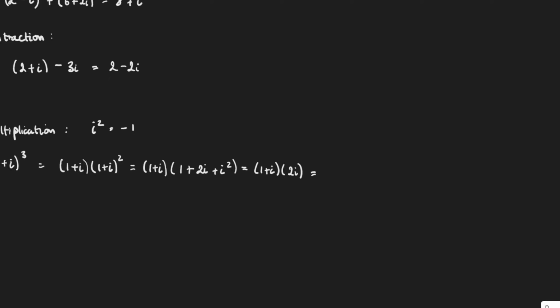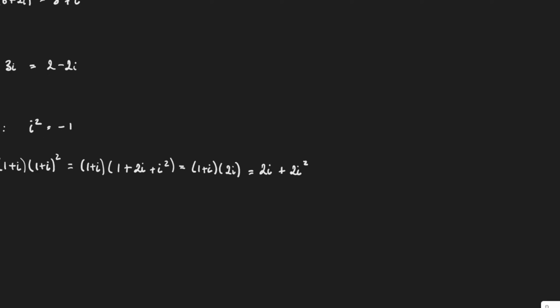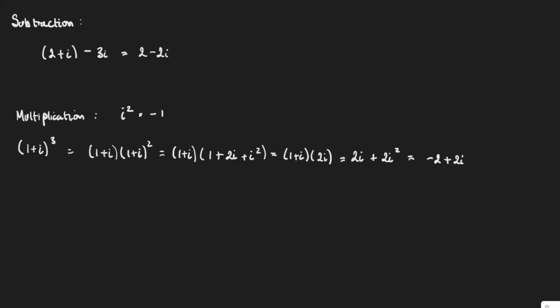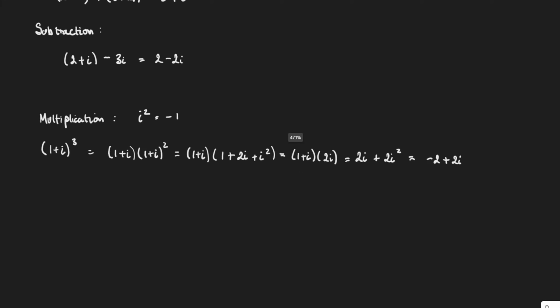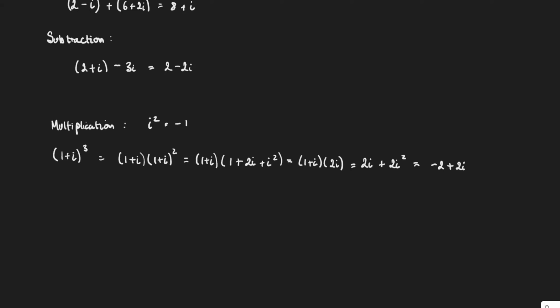And so we're going to multiply through again, so we're left with 2i plus 2i squared. And again, the i squared is going to cancel down to minus 1, so we're going to be left with 2i minus 2, or minus 2 plus 2i, and I'm just going to write that in the proper complex form. Okay, so it's really quite simple.